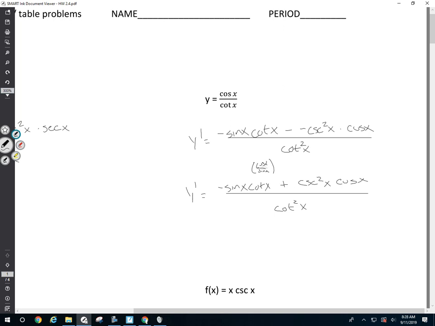Actually, this is showing me that this is unnecessary. Watch what I could have done at the beginning. Rewrite this. This is one of those simplify first situations. This is funny. This is cosine x times sine over cosine. The derivative is just cosine. If I simplify this fully, I'm going to get cosine.